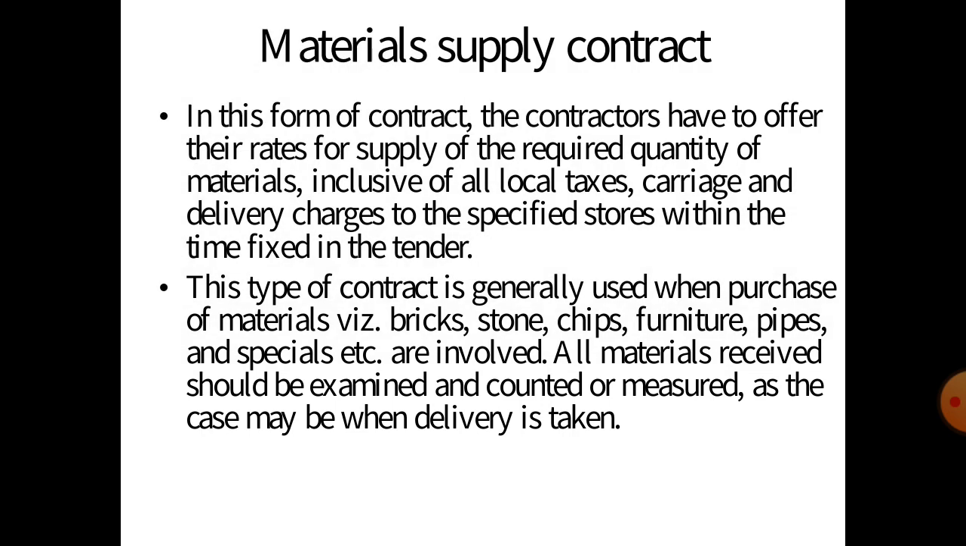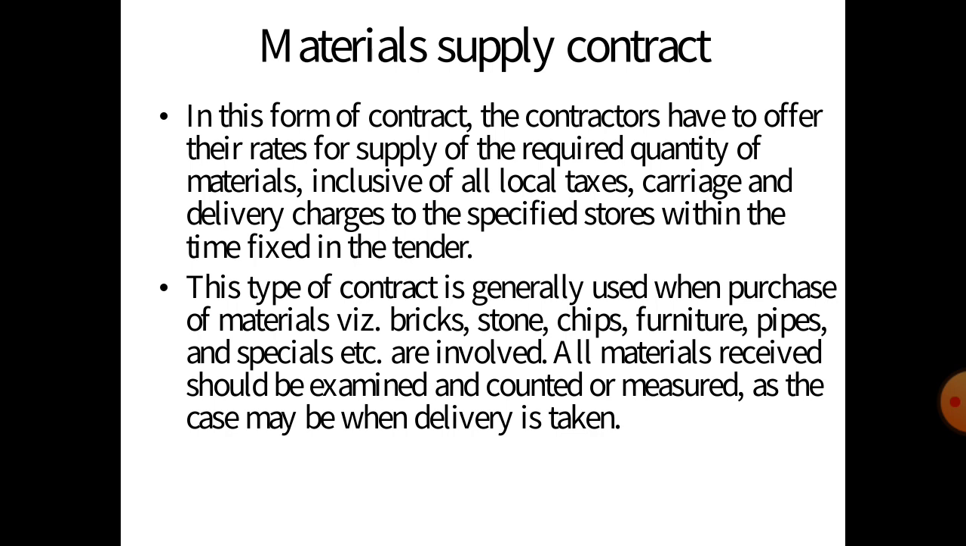In this form of contract, the contractor has to offer rates for the supply of the required quantity of material. All the material is given by one person, and the rate is already given to the parties. If the parties agree with this rate, the material is supplied by the material supply contractor. Here the rate is inclusive of all taxes, charges and delivery charges to the specified store within the time fixed in the tender.